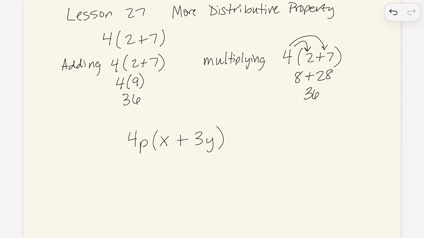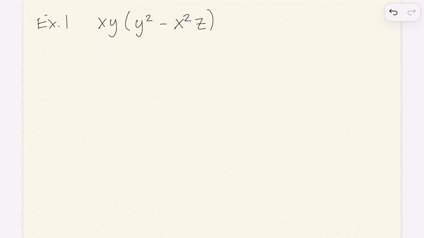And then we did something where it was 4p times x plus 3y, where we do this times this, this times this. So then we end up with 4p times x, which is 4px, plus 4p times 3y, which is 12py. So now we're going to do a little bit more on this where we have more variables at the beginning. So our first example looks something like this.